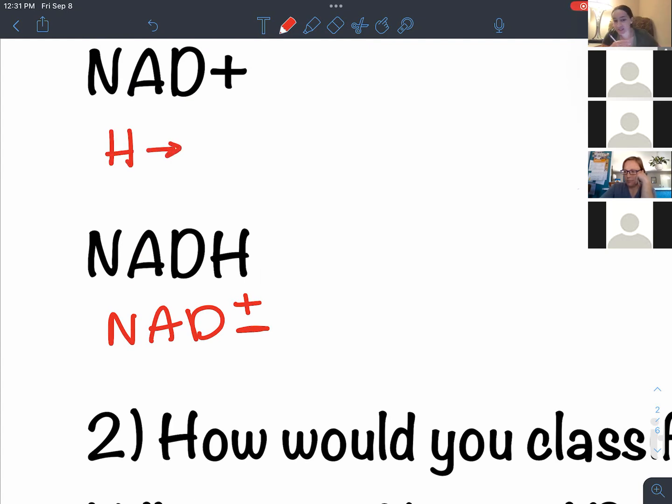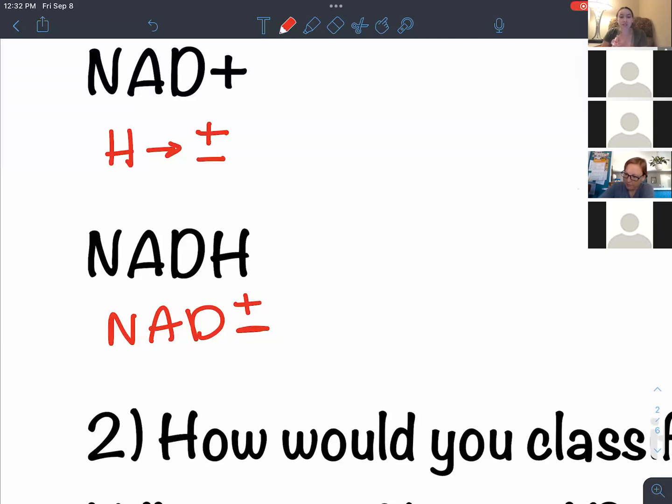Does anyone know, has anyone taken a chemistry class? This is very, very basic chemistry. I'm just wanting to focus on what makes hydrogen hydrogen. Its atomic number is 1. What does that mean? It means it has a proton and an electron. Exactly. That's all hydrogen is, a proton and an electron.